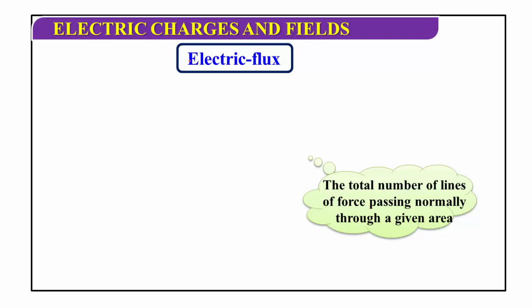The number of lines of force passing normal through a given area, that is called electric flux. This is the surface. Here, due to that surface, the electric field is produced. These are the electric field lines.